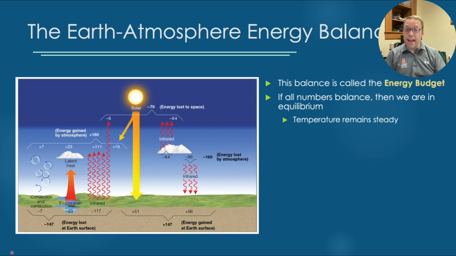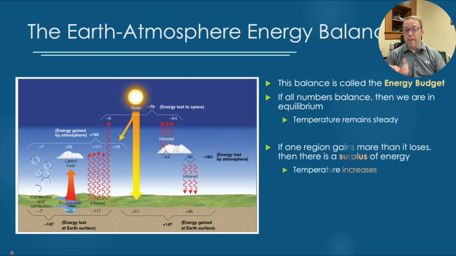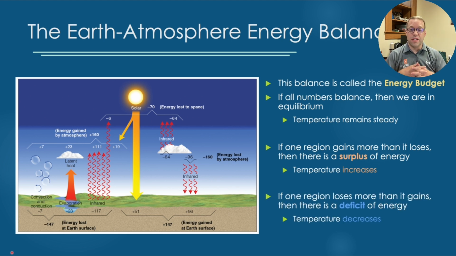Now, if we can get all these numbers to balance, then we're continually in radiative equilibrium, which means our temperature is going to remain steady. And as I've mentioned a few times, if there's a surplus of energy, temperature is going to rise. If there's a deficit, temperature is going to decrease.